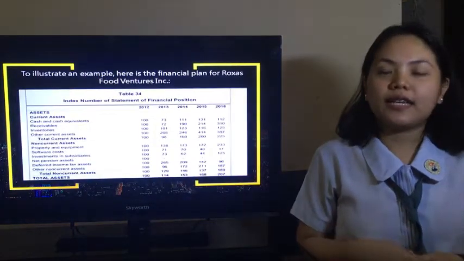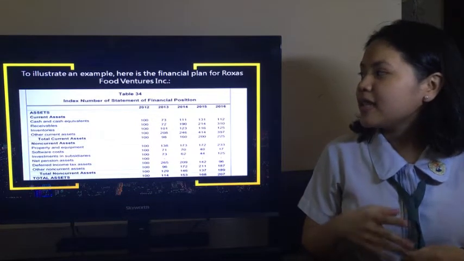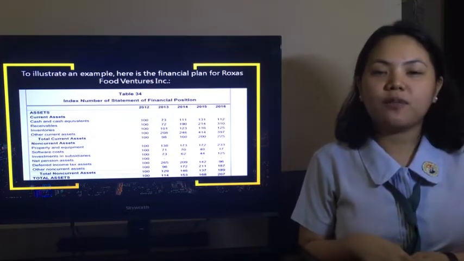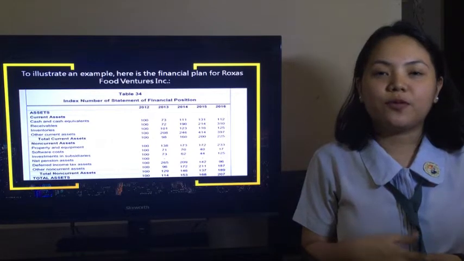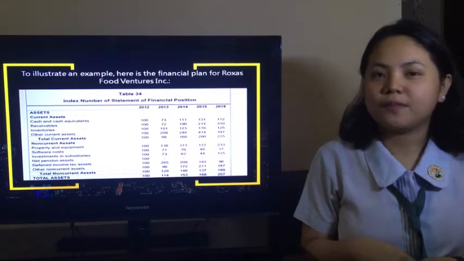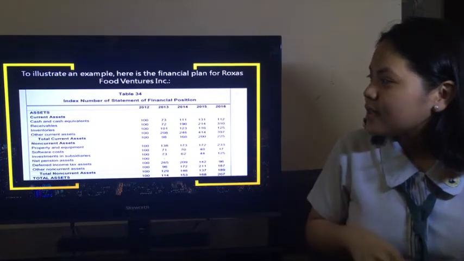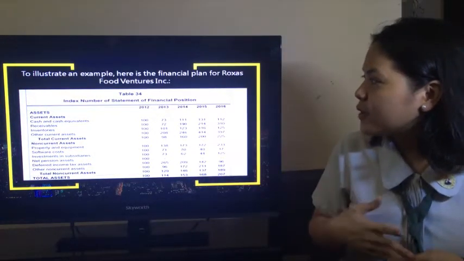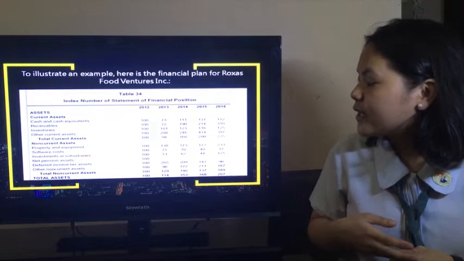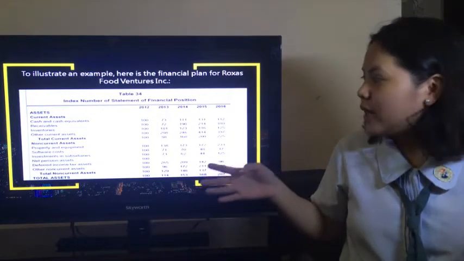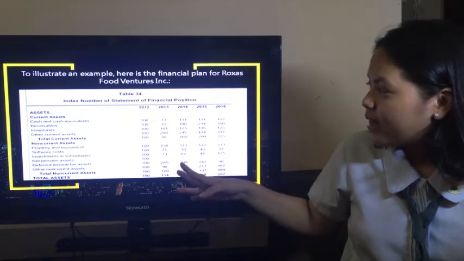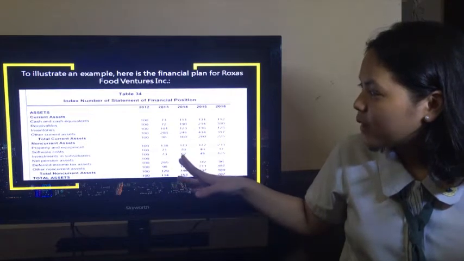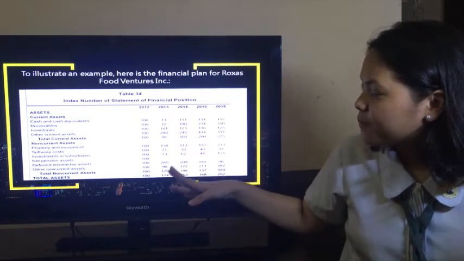And to illustrate an example, here is the index number of the statement of financial position of the Rojas Food Ventures Incorporated. As we can see, the proponents of the Rojas Food Ventures Incorporated use the year 2012 as the base year, and the accounts under the 2012 have a value of 100.